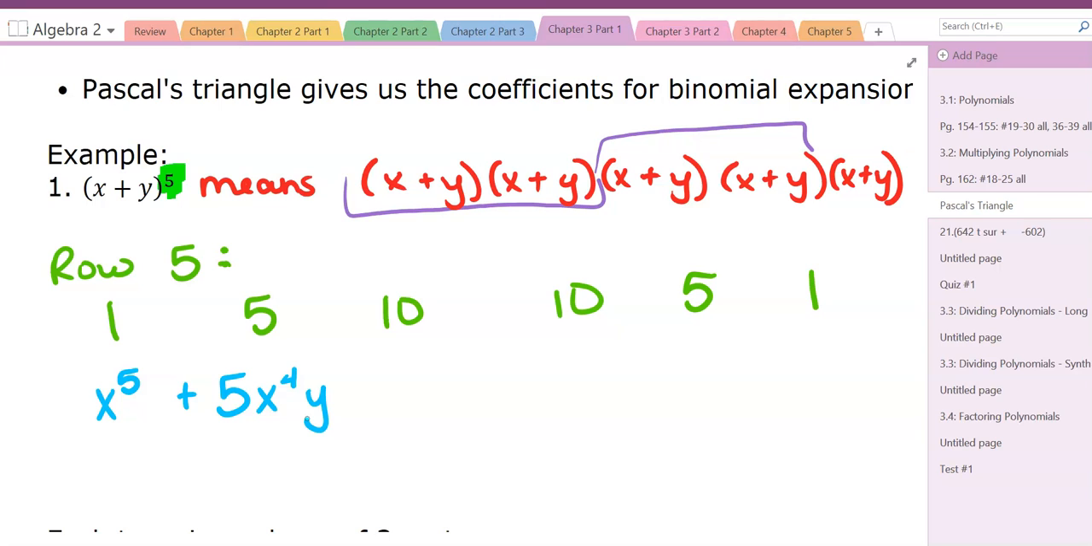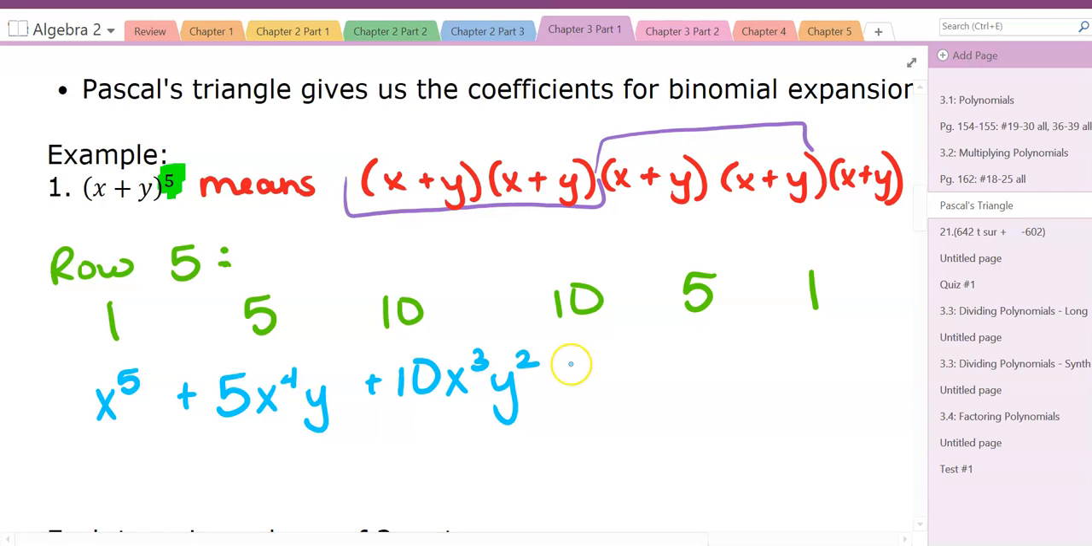So then we're going to keep this pattern where I'm going to keep writing the numbers. So this next one is plus 10. I'm going to take my x, I'm going to drop its exponent one more time. So now it's going down to x to the 3rd. And I'm going to increase my y by 1. So it's going to say y squared. And I'm going to keep doing that until I get to the very last number.